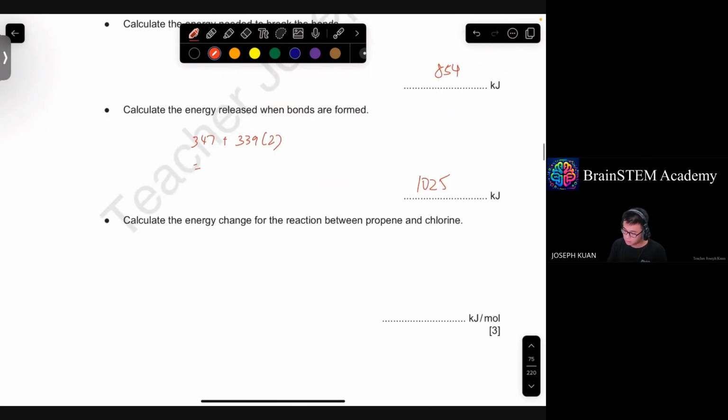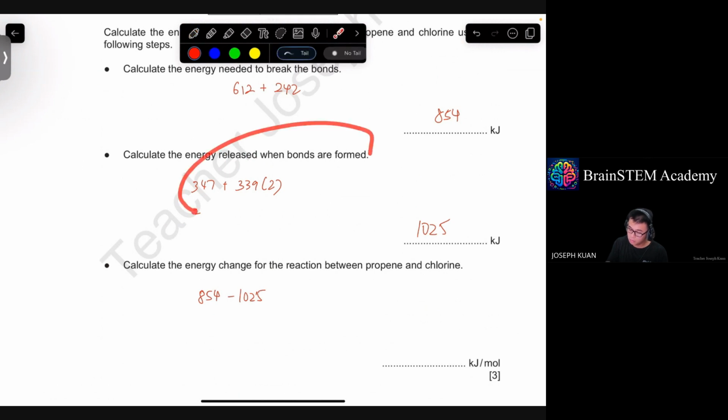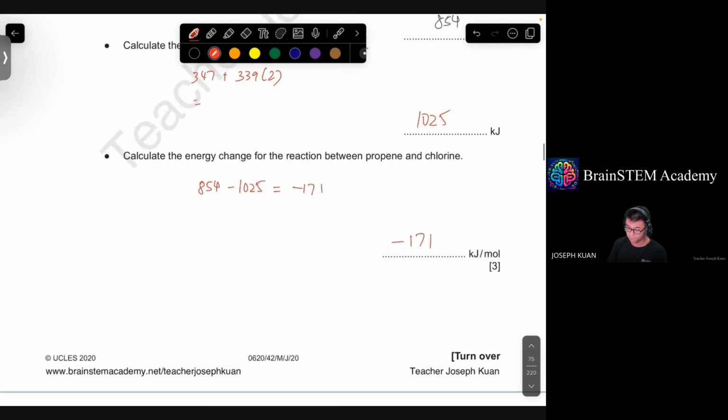And hence the net energy change is, because the energy release is more, so I'm going to get a negative symbol. So I'm going to take the bond breaking energy, take away, or should I say minus the bond formation energy. That gives me the final answer, negative 171. Yep, negative 171. Right, that's the final answer.